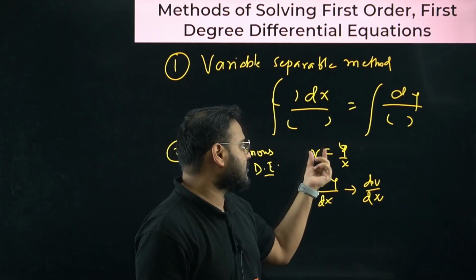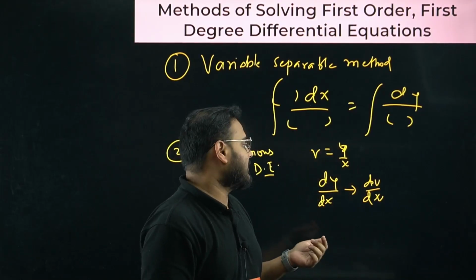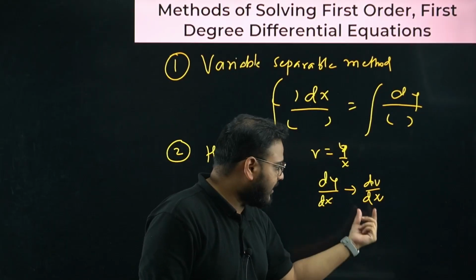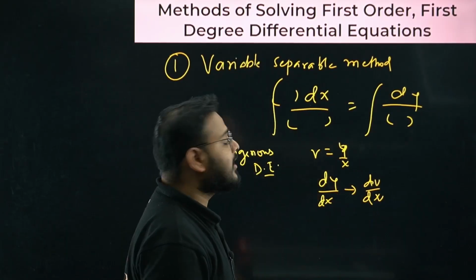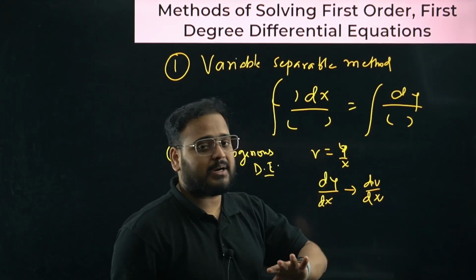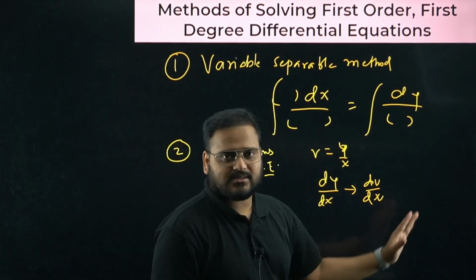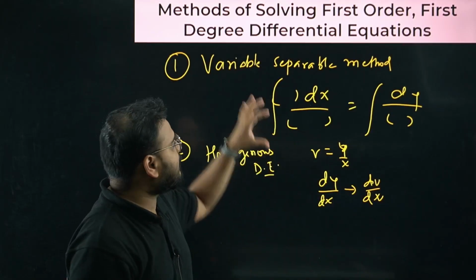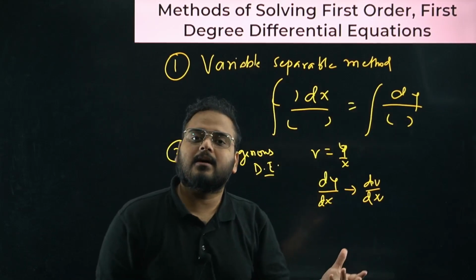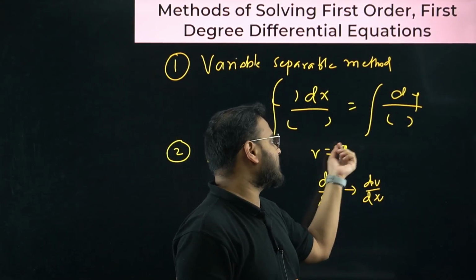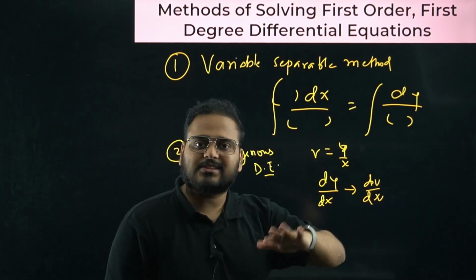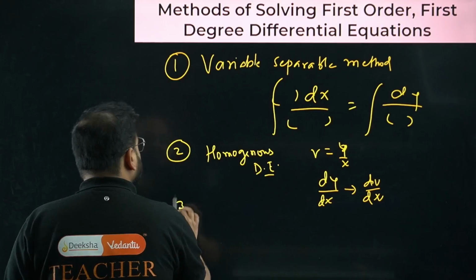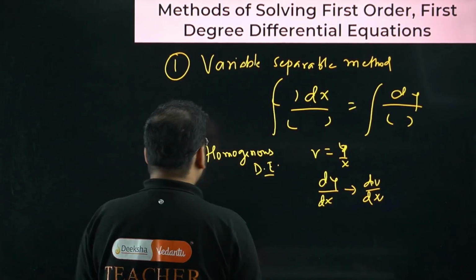I'll repeat my steps. First is the assumption v equals y by x. Then we differentiate this relation to get dv by dx, and replace dy by dx in the given differential equation, the problem statement, with the expression in terms of dv by dx. Then you integrate using the variable separable method, and at last, wherever you have v, replace it by y by x, because the answer has to be given in terms of the variables the question has been assigned in.